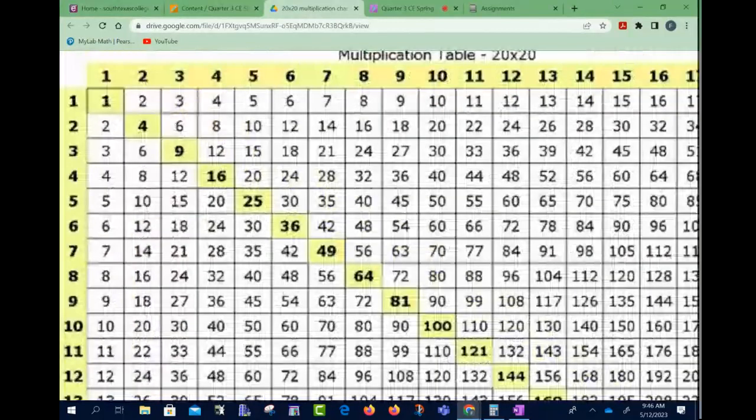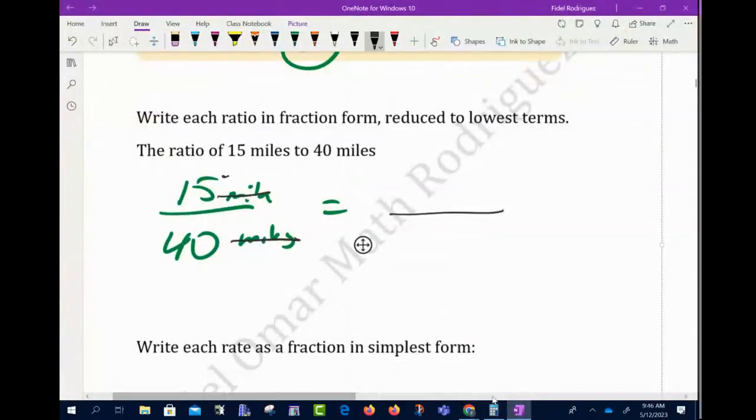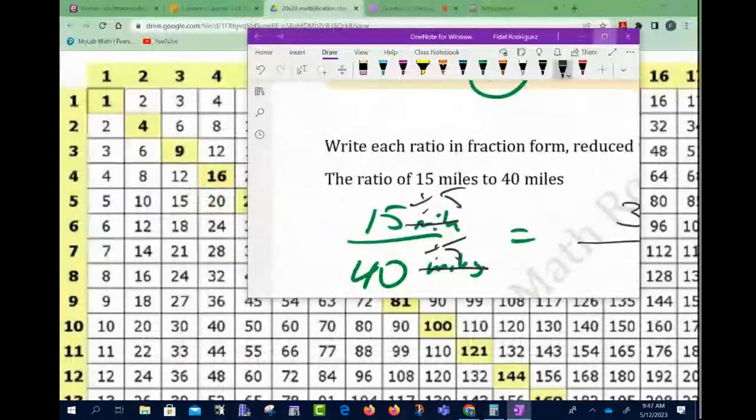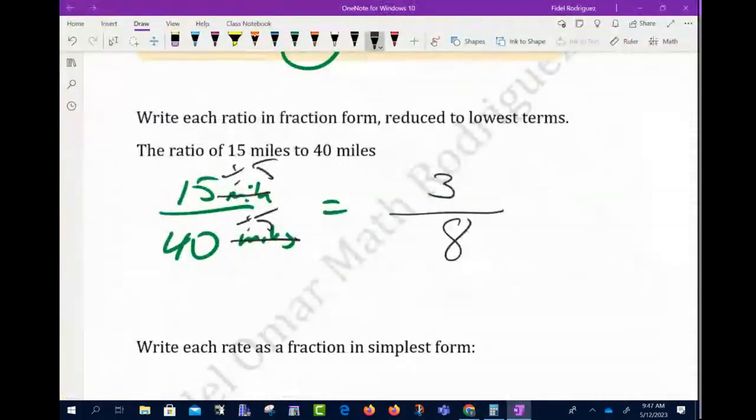is I'm going to look at my 5s. Whether I look at my 5s going left to right or up and down, here's 15, here's 40. That means they can both be divided by 5, right? So look, we're going to divide them both by 5. 5 goes into 15, 3 times. 5 goes into 40. If you need to look at the chart, you can. 5 goes into 40, how many times? 8. Oops, sorry. 8 times, and then we're done.